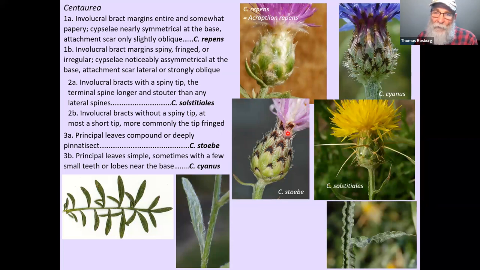So you would think maybe you just use color of the corollas to separate them, but this one can sometimes have a lavender color. Mostly it's going to be blue. So that might be good. I mean, if you certainly have one that's blue, then that's probably what you got.